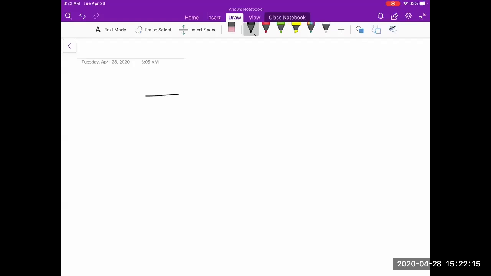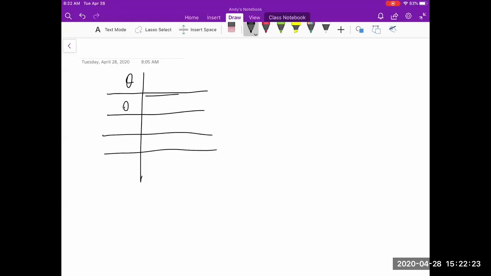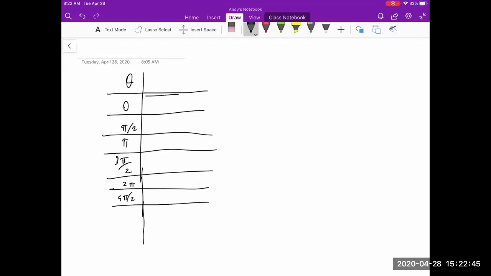So it'd be best to create a table like this, where theta is, let's say, 0, pi over 2, pi, 3 pi over 2. These are a lot of values, but it's just an example. Then 2 pi, and then so let me think how that works. It's going to be pi over 2 again, so it's 5 pi over 2, and then maybe 3 pi, and then 7 pi over 2, and then back to 4 pi.